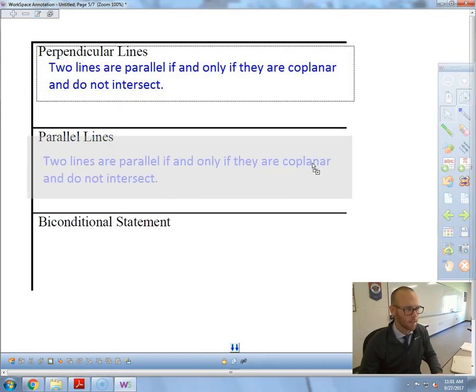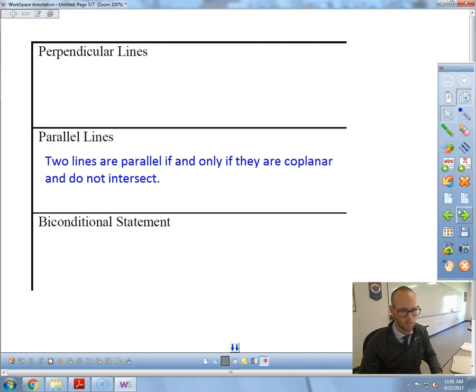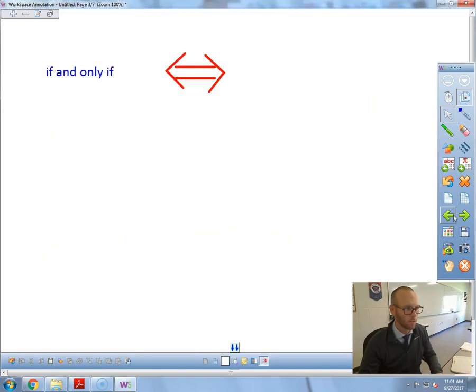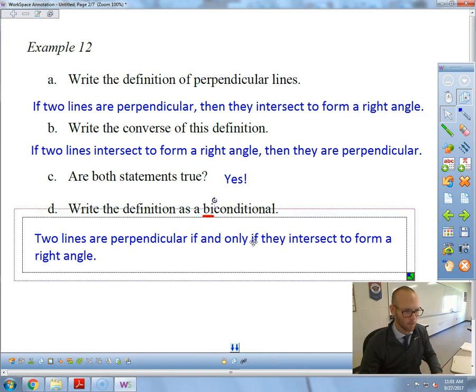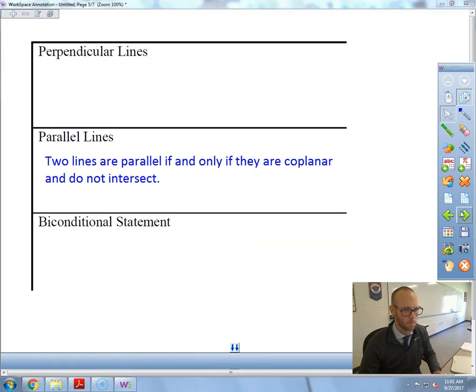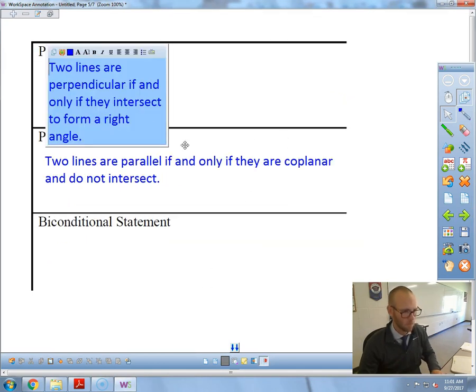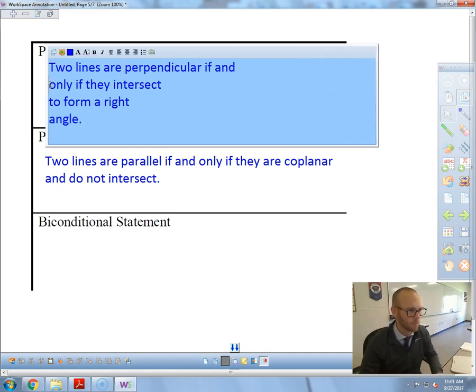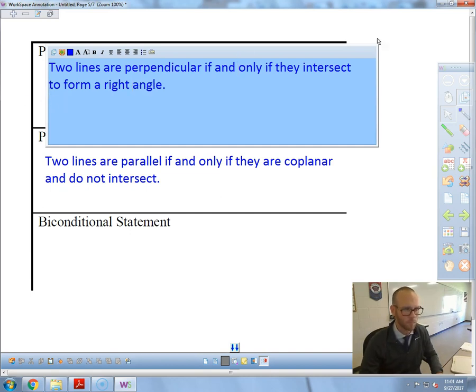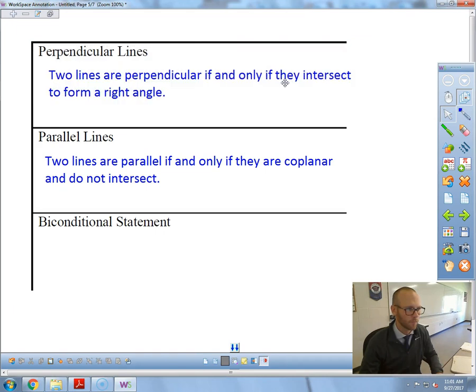So that's our definition of parallel lines. We go back, get our definition of perpendicular lines. There. I don't know why that does that. Chops it up. That's good. And let's write in what a biconditional statement is.